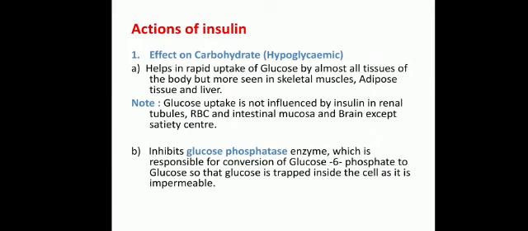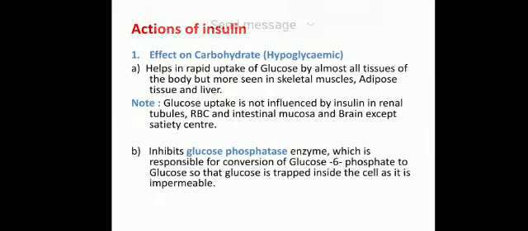Now, look at point B. Point B tells you that the body wants glucose to be trapped inside the cell. So, insulin inhibits the activity of glucose phosphatase enzyme, which is responsible for the conversion of glucose 6-phosphate to glucose. So, that's what point B tells you.